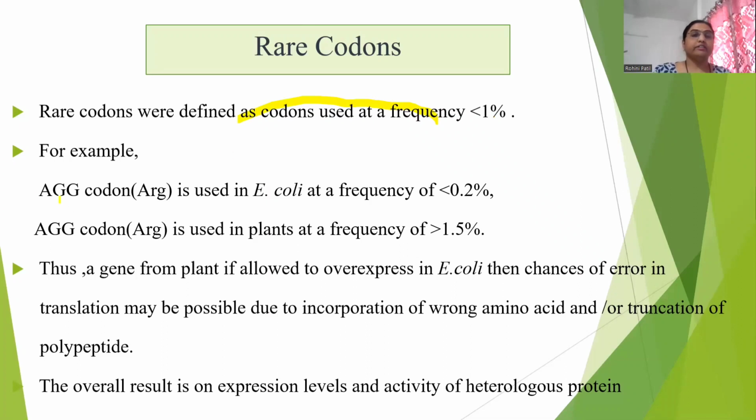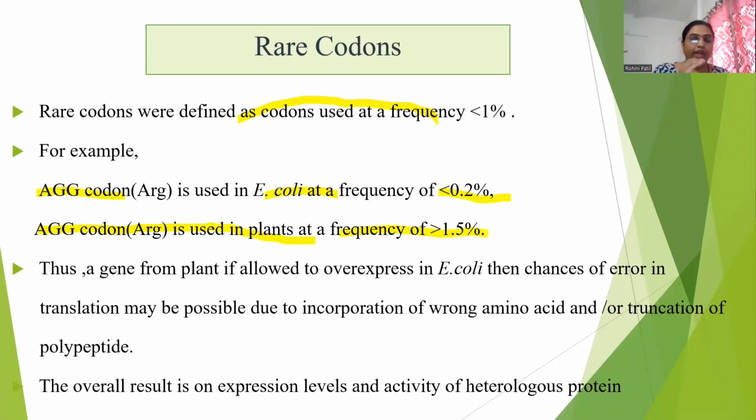Now here is the example. The AGG codon, which is for arginine, is used in E. coli at a frequency of 0.2%, meaning it is a rare codon in E. coli. But that AGG codon in plants is used at a frequency of more than 1.5%, meaning it is not a rare codon in plants.